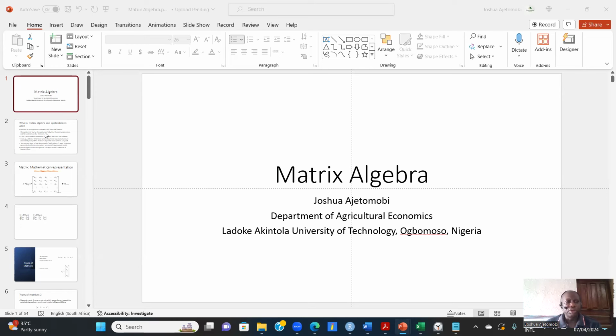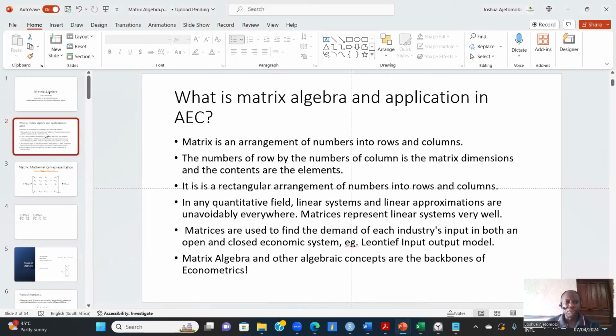Introduction to matrix algebra. What is matrix algebra and its application in agricultural economics or related courses? A matrix is an arrangement of numbers into rows and columns. The number of rows by the number of columns is the matrix dimensions, while the contents are the elements.